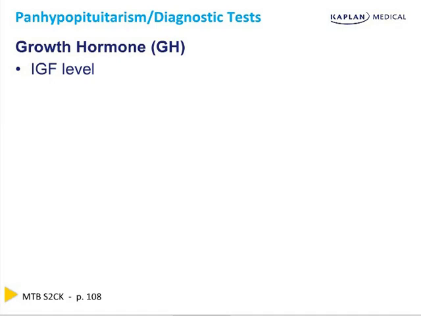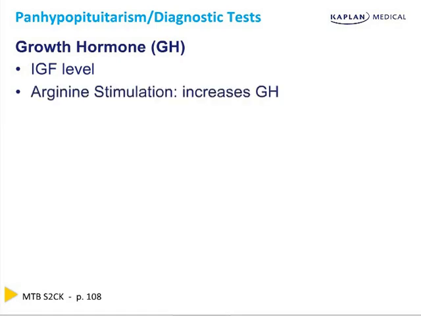Testing for deficiency of growth hormone production is difficult. There are two ways to do this. One is you give arginine, and arginine should normally increase growth hormone. That would be the normal finding. If you give arginine and it doesn't increase growth hormone, you have an insufficient production from your pituitary.